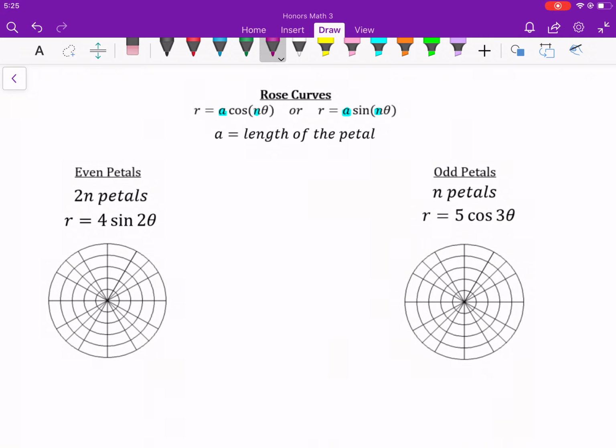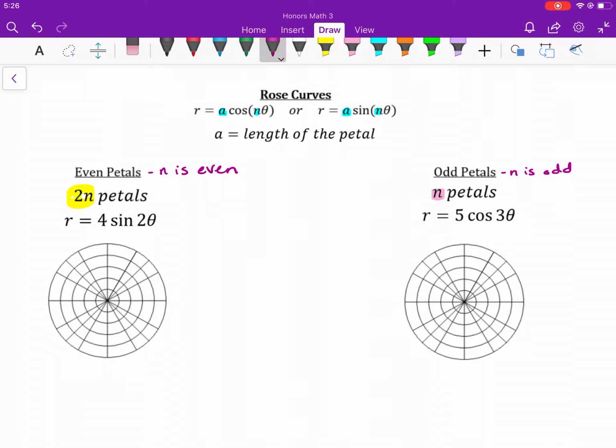So here's how you know how many petals you're going to have. If your n is even, you'll have an even number of petals. If n is odd, you'll have an odd number of petals. This is where it gets weird though. If you have an even number of petals, you'll have twice as many petals as whatever n is. So if n is 6, we'll have 12 petals. That's not true for odd petals though. You'll have exactly n number of petals.